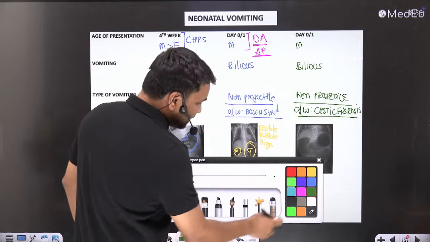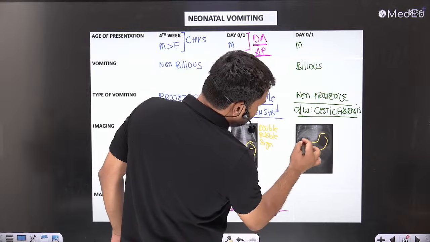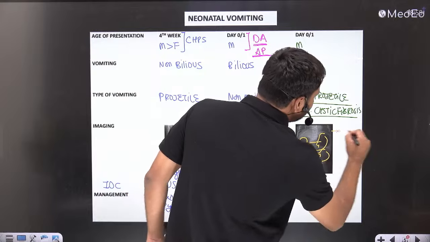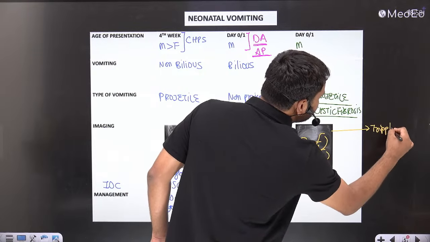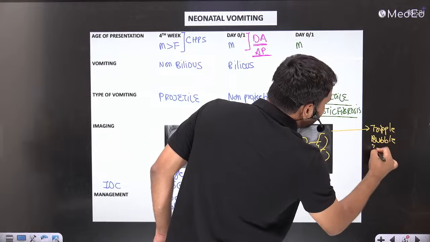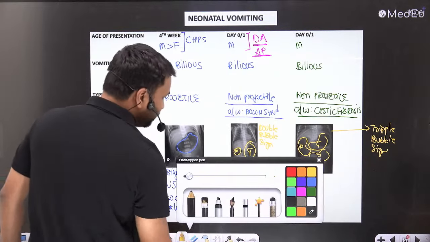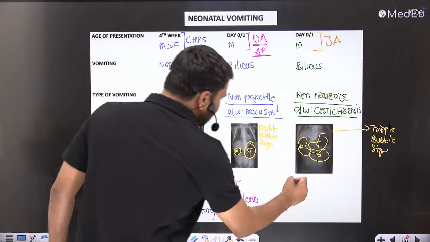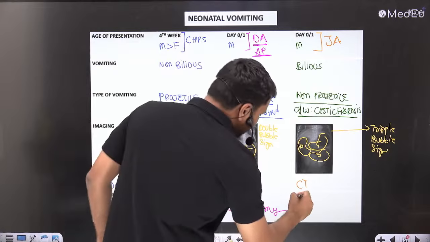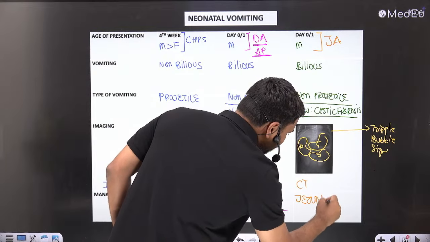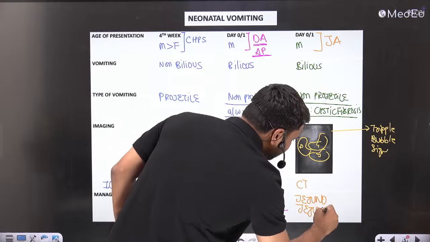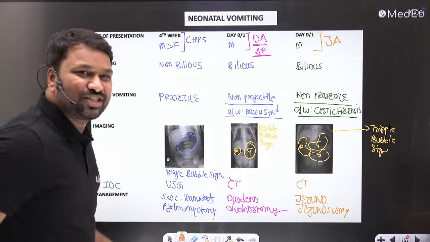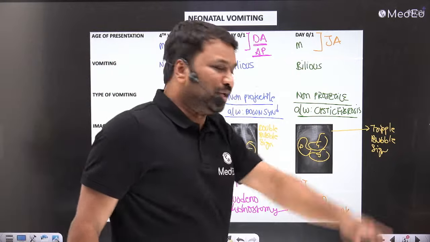When you did an X-ray, I saw there is one bubble, there is another bubble, and there's another bubble. So gastric, duodenal, jejunal. So this is your triple bubble sign. So where do you see this triple bubble sign? I know you know the answer. The answer is jejunal atresia. Investigation of choice to confirm is going to be CT. What is the management? It is going to be your jejunostomy. So whenever you get a case of neonatal vomiting, this table should be in your head.